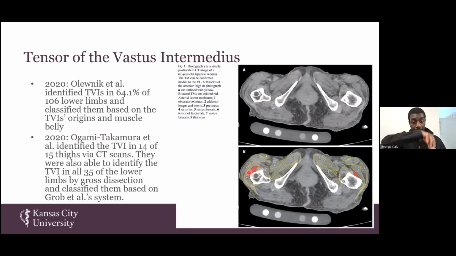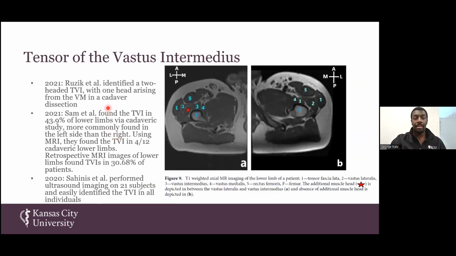And then from there, they were also able to identify the TBI in 35 lower limbs by gross dissection, and they classified them based off of a Grob system. From there, Ruzic kind of came back and identified a 2-headed TBI, and one of those heads actually arose from the vastus medialis. And so this was kind of the first time that we were able to see the TBI not showing up between vastus lateralis and vastus intermedius, but in between medialis and intermedius.